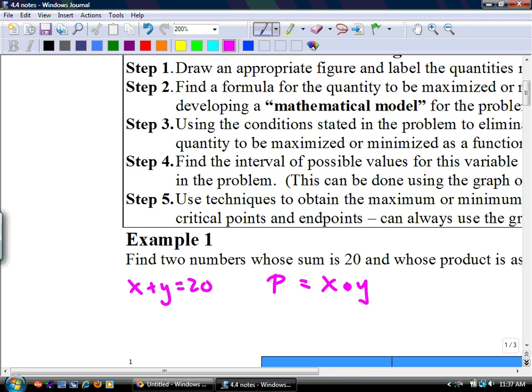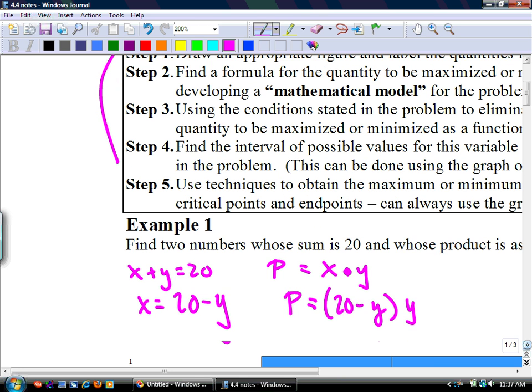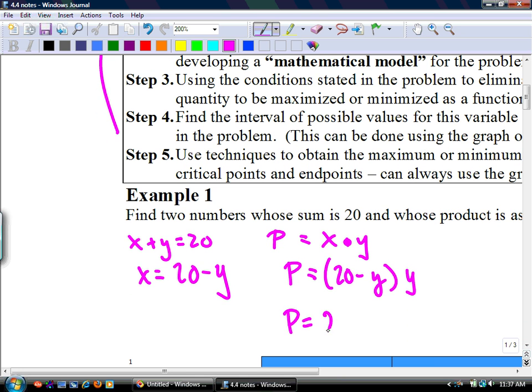So you've done everything from step 1 up to step 4 by doing that. There are no domain restrictions. There are no range restrictions. Solve for y or solve for x. Take a choice. x equals 20 minus y. Okay. Take that and put it over into the P formula. P equals 20 minus y times y. Multiply out your brackets. 20y minus y squared.